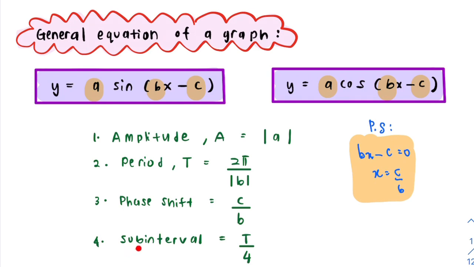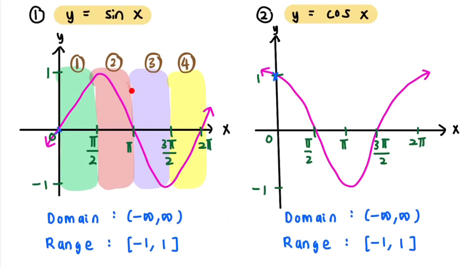Now let's see the next one, which is the subinterval. I have mentioned to you that in the basic graph of sine or the basic graph of cos, you have 4 subintervals. Each of them has a length of pi over 2. Starting from 0, 0 plus pi over 2 is pi over 2, plus another pi over 2 is pi, plus another pi over 2 is 3 pi over 2, plus another pi over 2 is 2 pi. So this will end at the last period.